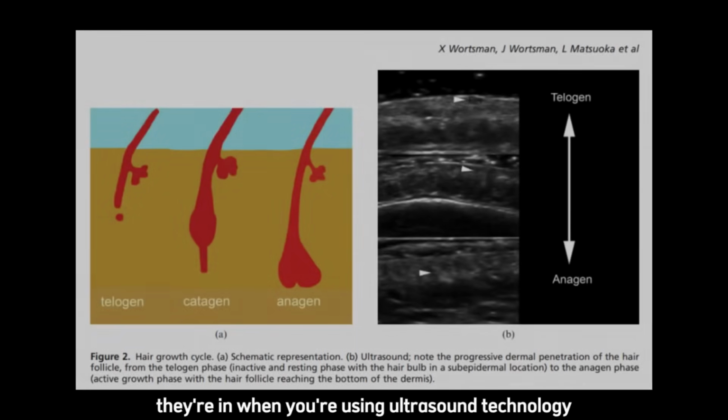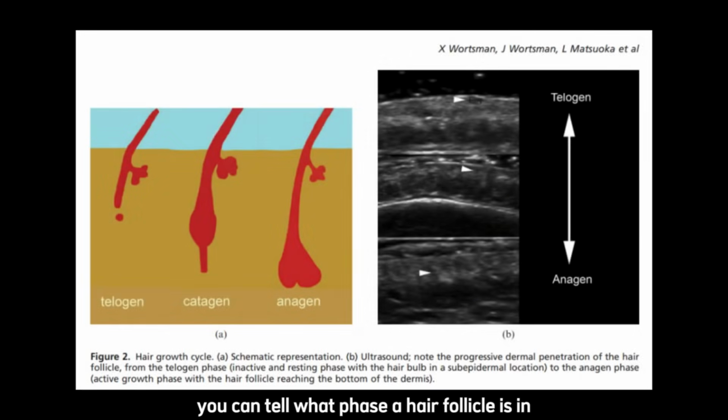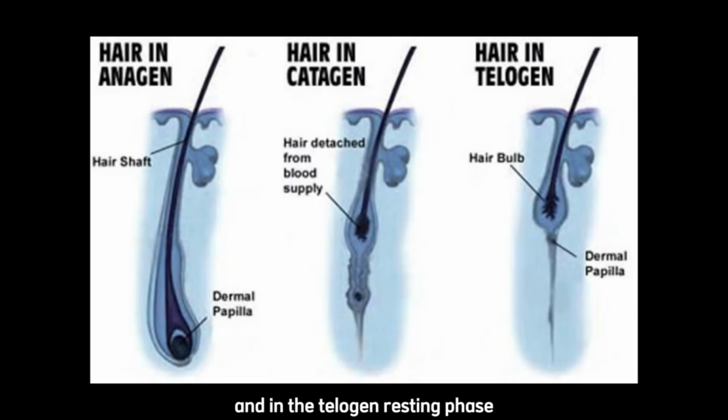When you're using ultrasound technology, you can tell what phase a hair follicle is in by seeing where in the skin strata that hair follicle, or that sort of tubular circular structure, appears, right? In the anagen growth phase, the follicle extends deeper into the dermis and the subcutaneous tissue, showing a more prominent structure. In the catagen transitional phase, the follicle begins to regress and move upwards towards the surface. And in the telogen resting phase, the follicle is at its most superficial position, where it is closer to the outer layer of the skin, or the stratum corneum.